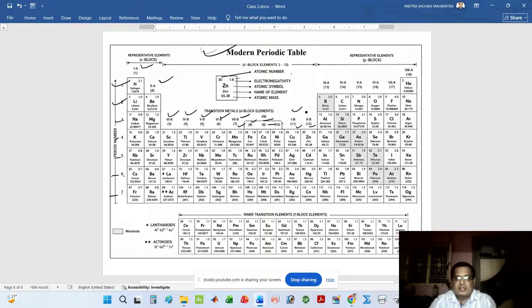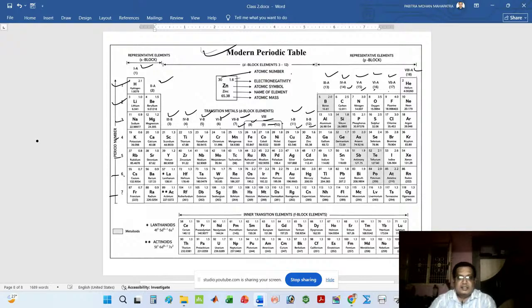The 12th column is considered as IIB. The 13th column is called IIIA. 14 IVA. 15 VA. 16 VIA. 17 VIIA. And the 18th column is called VIIIA.